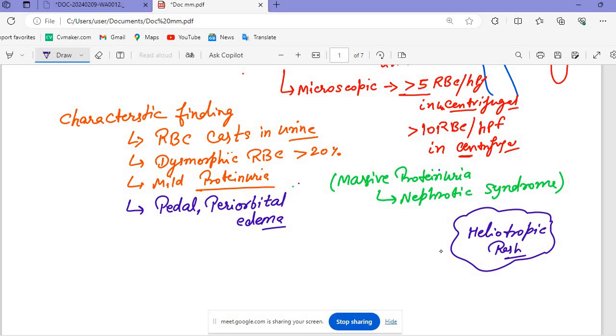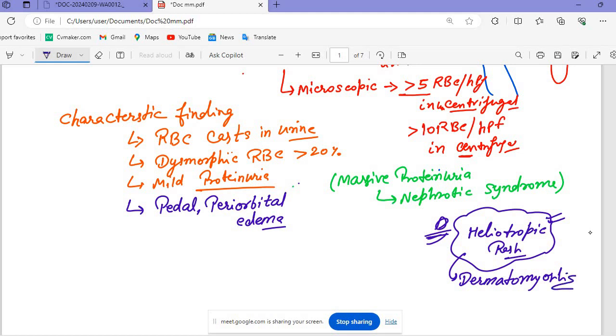Hello, heliotropic rash seen in dermatomyositis. Okay, one leak question from Croc 2. It is seen in dermatomyositis, periorbital edema, heliotropic rash. I send the image also. This is the leak question from the Croc 2. So remember, heliotropic rash seen in dermatomyositis.